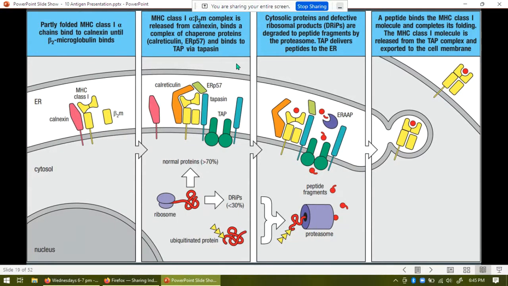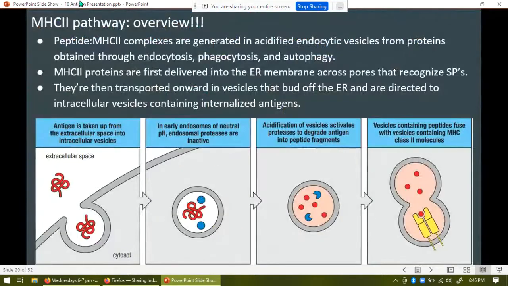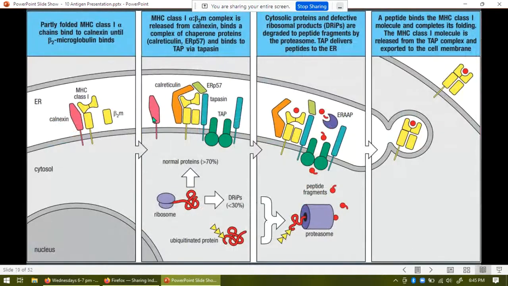Now you can imagine that there's a lot of targets here for viruses to try to subvert this whole thing. But remember, if a virus downregulates MHC1 on the cell surface, it gets targeted by a natural killer cell, so that's not very favorable either. So you're kind of screwed either way if you're a virus. So that's the MHC1 pathway.